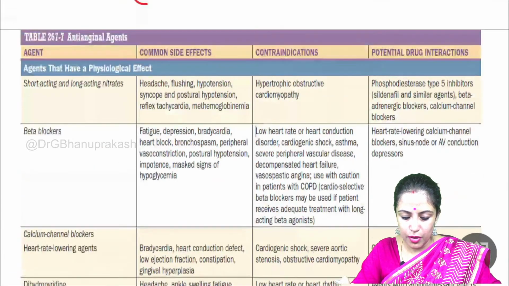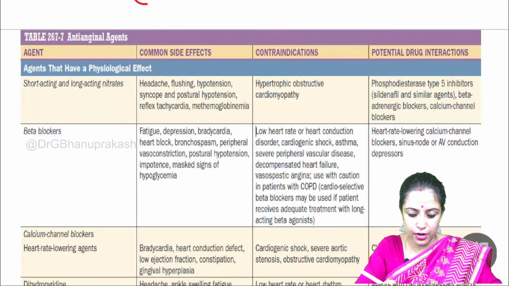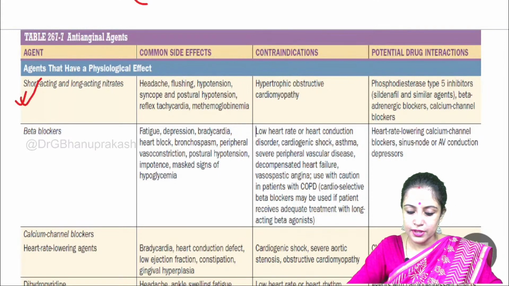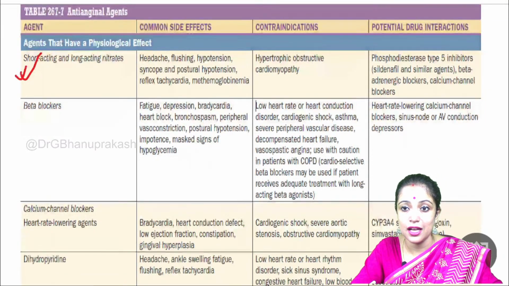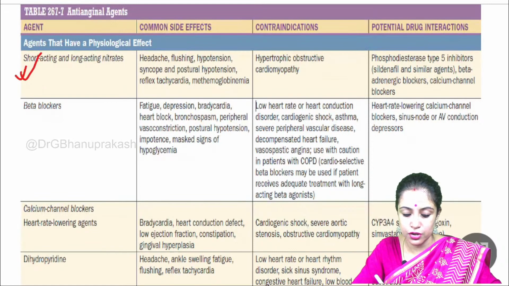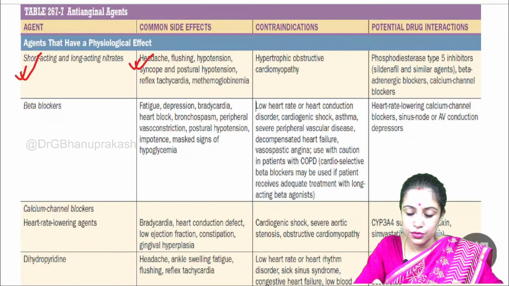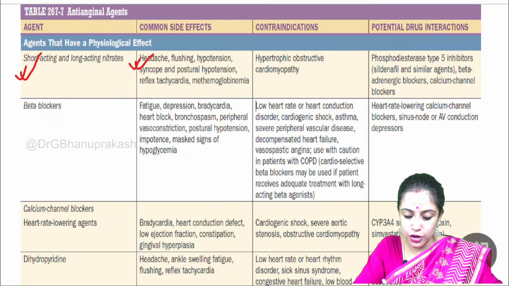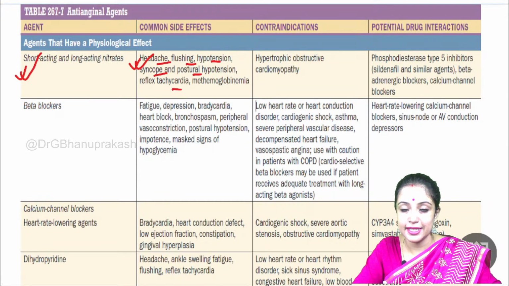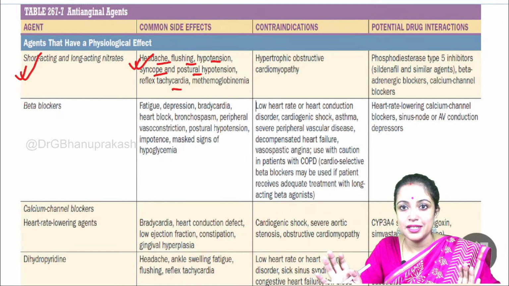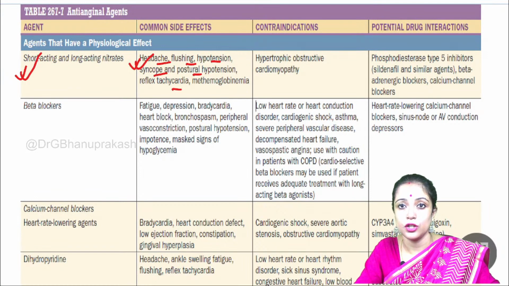The next slide is about some common side effects and contraindications of nitrates. For nitrates, the common side effects will be headache, flushing, hypotension, syncope because of postural hypotension, reflex tachycardia. These are some common side effects. They are usually tolerated, and it is advisable that nitrate should always be started under observation.